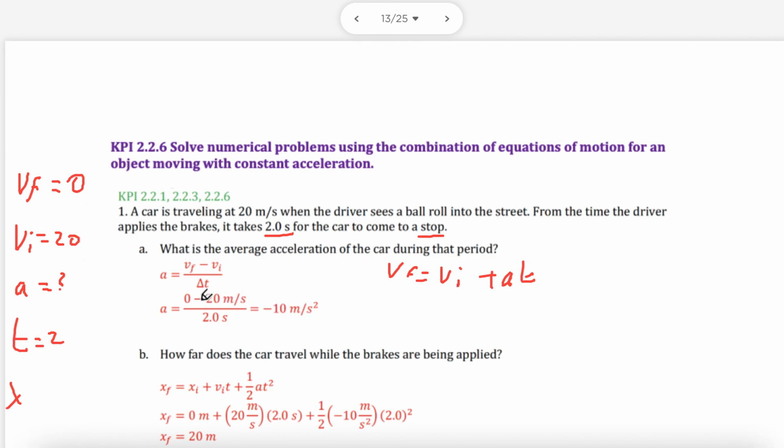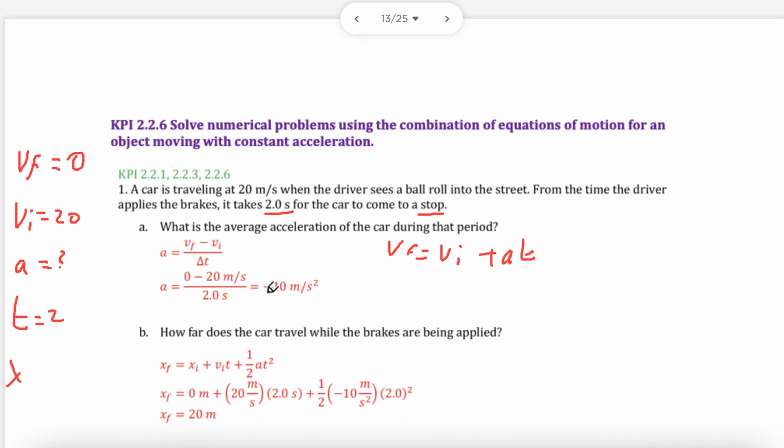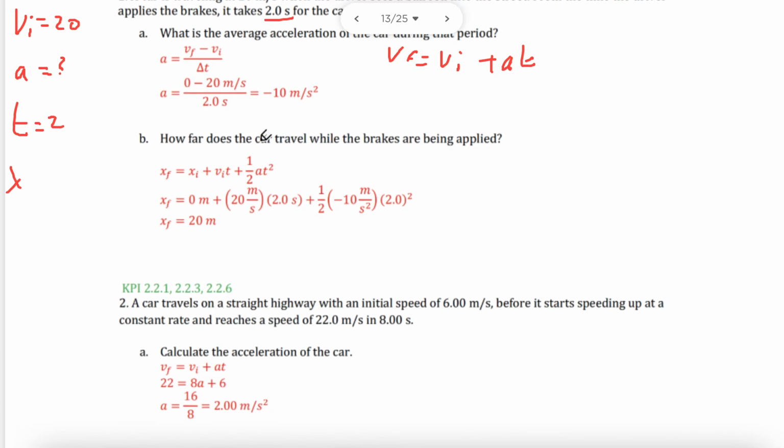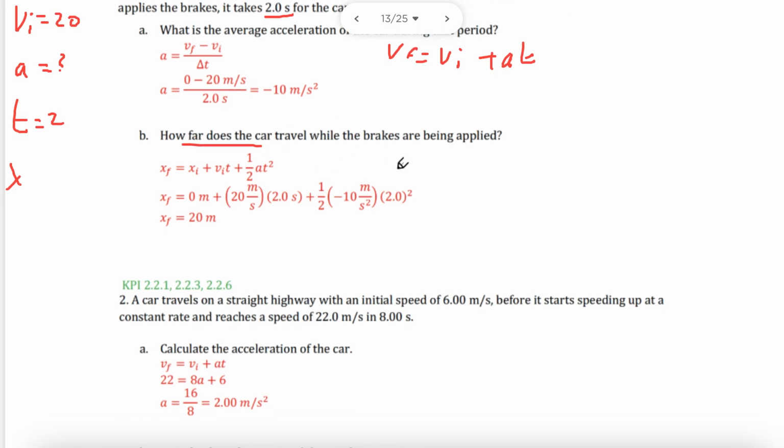Well, negative 10, because negative 20 over 2, which clearly tells me he is slowing down. You can write minus 10. That's enough for you to get the full marks. How far does he go?